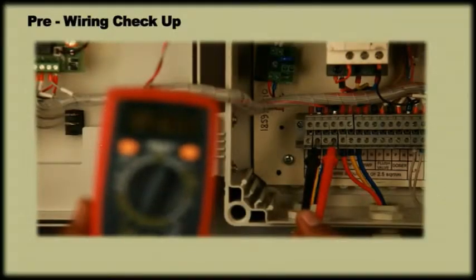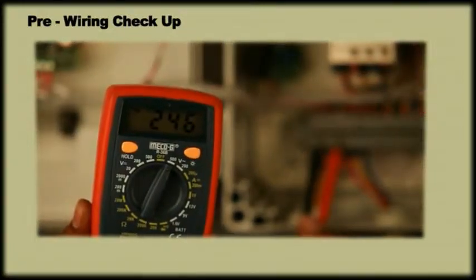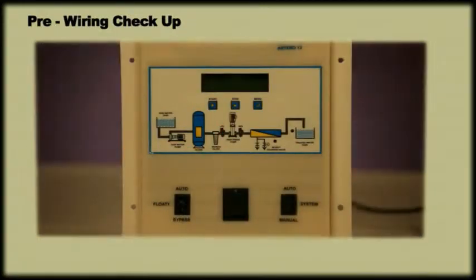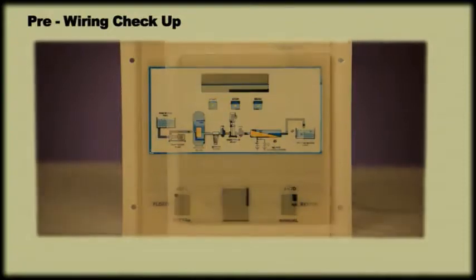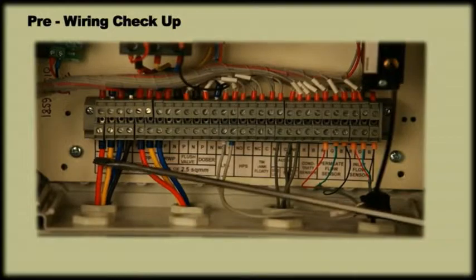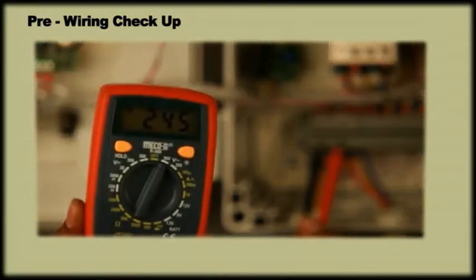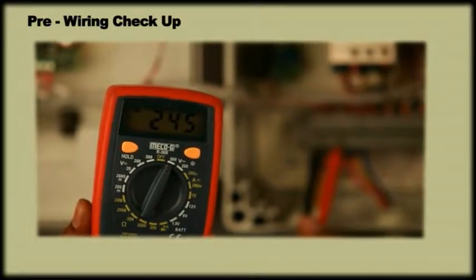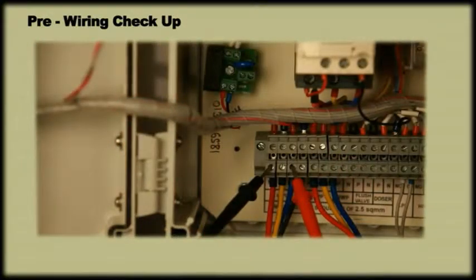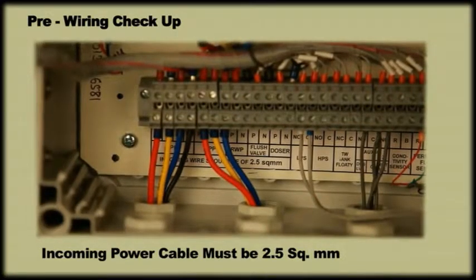Before we do the wiring to the panel, check whether available supply is as per the panel configuration. For example, if it is a 1-3 or 3-3 panel, then input supply should be a 3-phase with neutral wire. AC supply with phase to neutral voltage of 230 volts and phase to phase voltage ranging from 380 to 440 volts. Ensure that the incoming power cable is of 2.5 square mm.